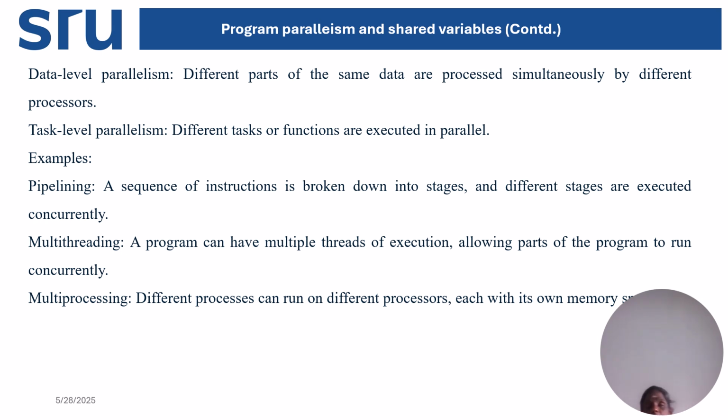Next, examples. Pipelining. A sequence of instructions is broken down into stages, and different stages are executed simultaneously. Multi-threading. A program can have multiple threads. A thread means a part of the instruction. Multiple threads of execution allow parts of the program to run concurrently.